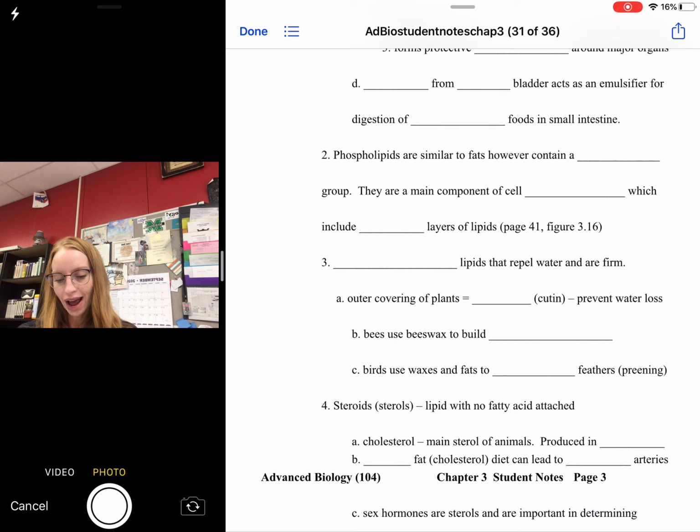Bile from your gallbladder acts as an emulsifier for digestion of fatty foods in your small intestine. So if you have your gallbladder removed, you're not able to process fats as well as before. It's not totally necessary, but then you do have to watch your diet.